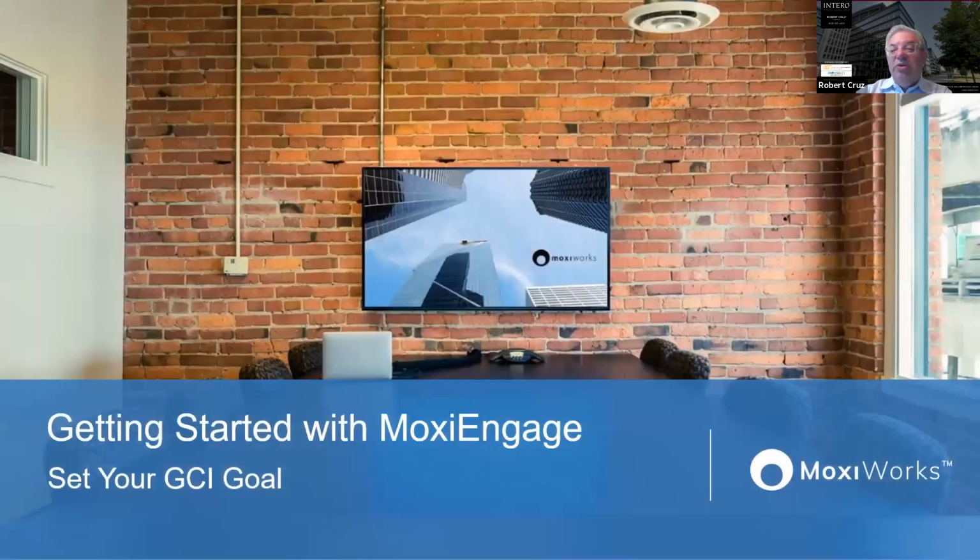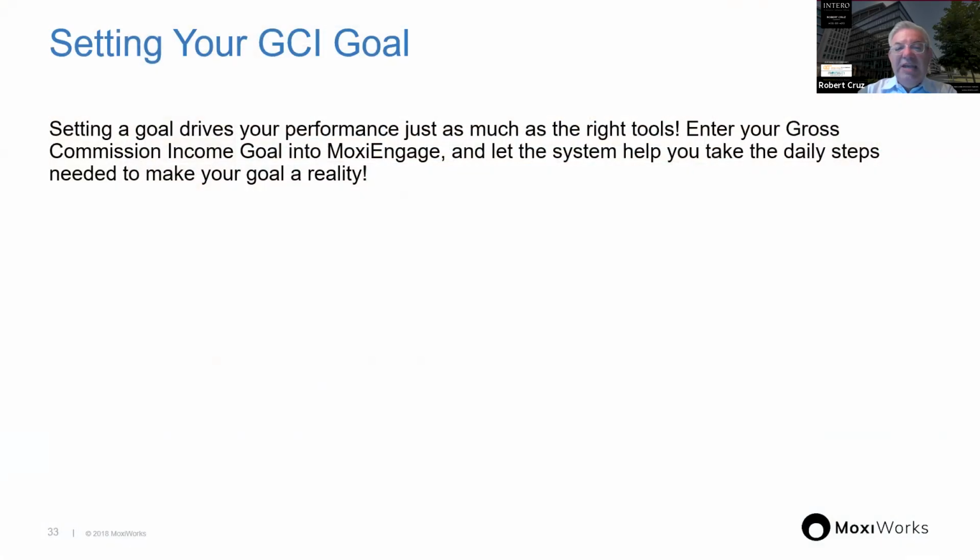All right, so setting your GCI goal. This is big. Setting a goal drives your performance just as much as the right tools. Enter your gross commission income goal into MoxiEngage and let the system help you take the daily steps needed to make your goal a reality. Now, we spent time last week discussing how to create those goals, discussing a business plan that will put those goals into a system that's doable and reachable.